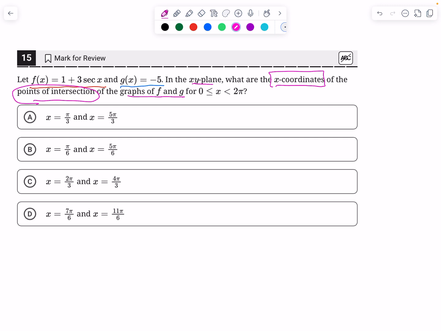Okay, so anytime we're dealing with points of intersection, we want these two functions to be equal to each other. So let's set up that equation: 1 plus 3 secant x equals negative 5.